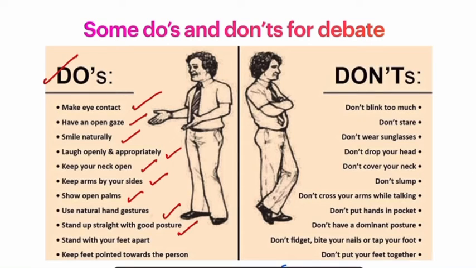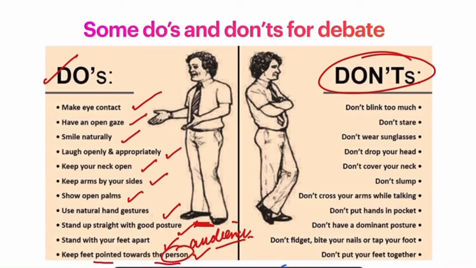Use natural hand gestures when you are conveying your points. Stand up straight with a good posture. Don't lean or bend or stand inappropriately. Have a good posture in which you are standing. Stand with your feet apart. So there should be some distance between your feet appropriately, and keep feet pointed towards the person. So here the person is actually the audience. So you should be facing the audience and not any other way around.